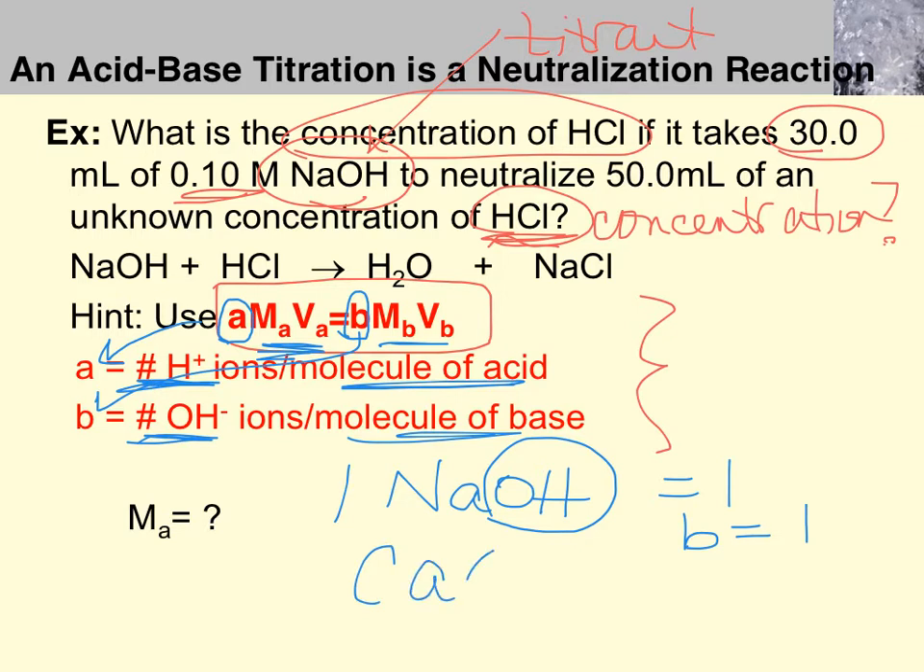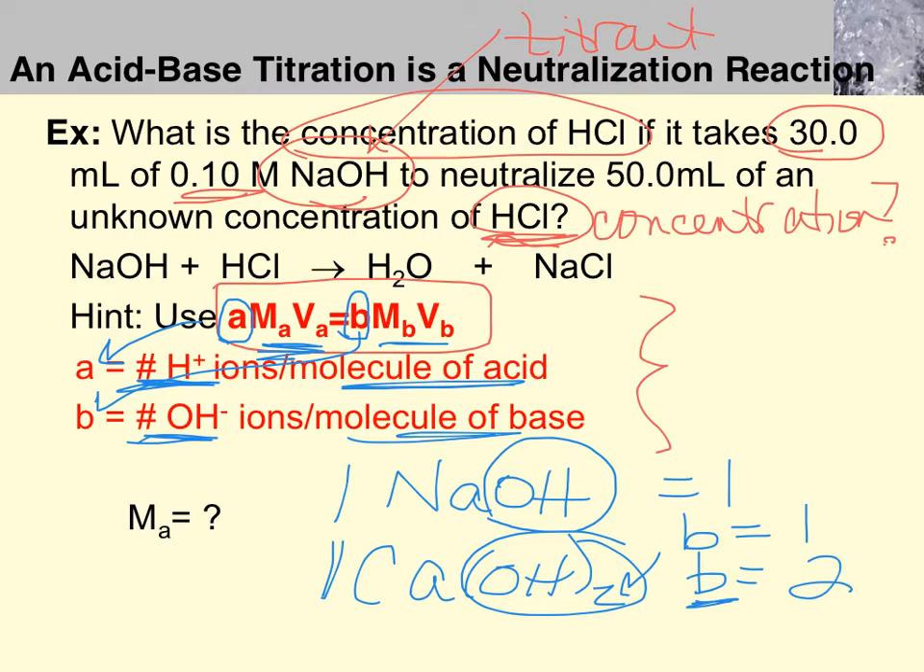What if I had something, however, like calcium hydroxide, and I had 1 molecule of calcium hydroxide? How many OH groups would be released by 1 molecule of calcium hydroxide? 2 of them, okay? So in that case, if you were titrating with calcium hydroxide, b would equal 2 when you were doing these calculations. That's really important to remember.